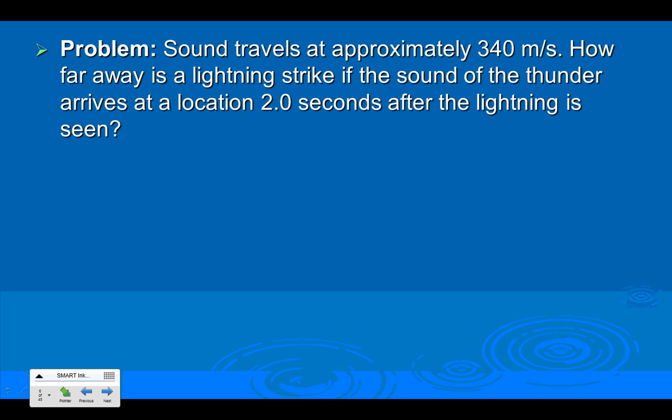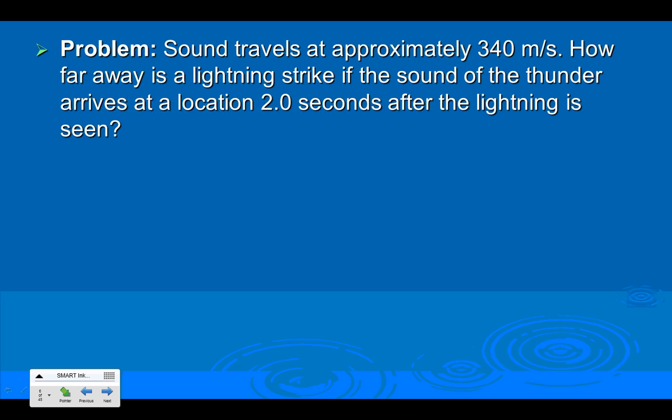So just as an example going through, sound travels approximately 340 meters per second. That's true. Sound waves travel about that speed. They're temperature dependent. We'll do a lab on that later on. But the hotter it is, the faster that sound moves. The colder it is, the slower that sound moves. At room temperature, it's approximately 340 meters per second.